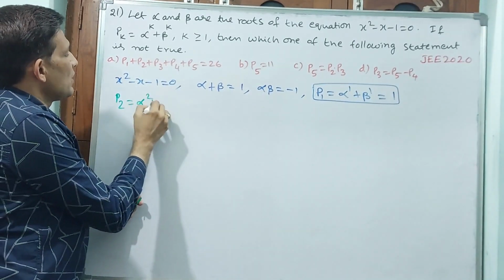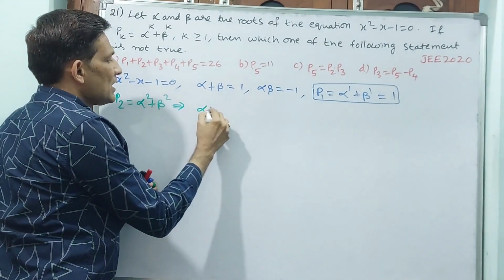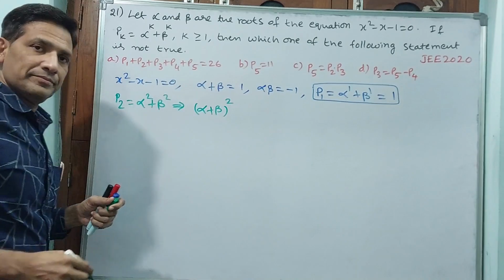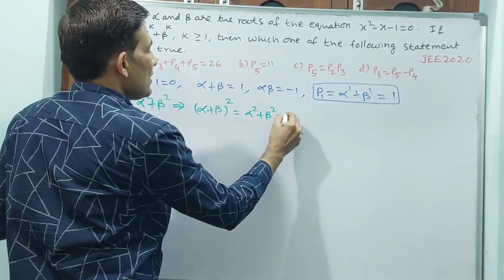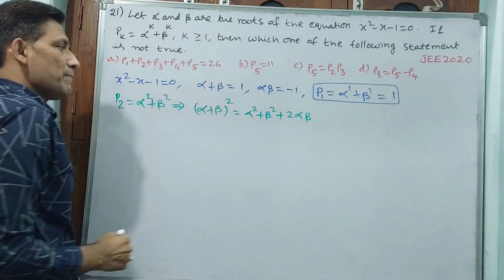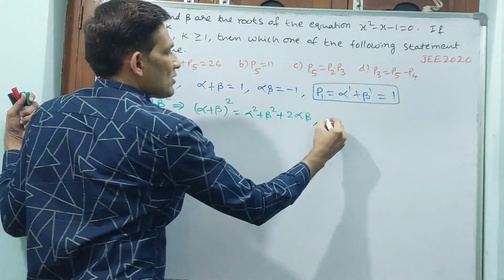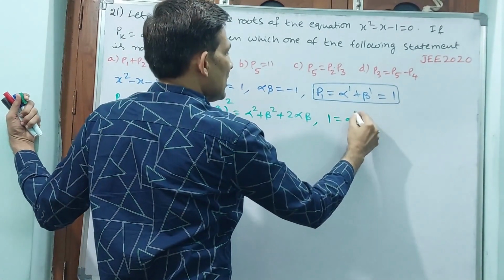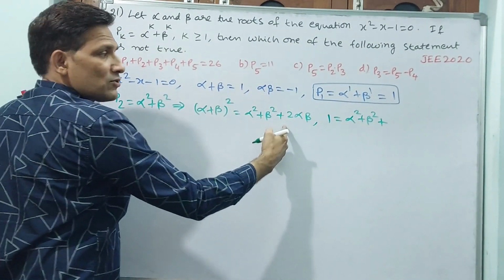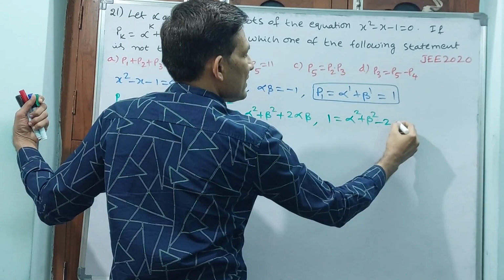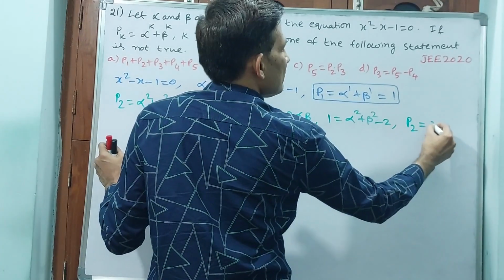p2 is equal to alpha square plus beta square. Implies, I am keeping this because directly you are unable to find. What I am doing: alpha plus beta whole square is equal to alpha square plus beta square plus 2 alpha beta. Alpha plus beta is 1, 1 square is also 1. 1 is equal to alpha square plus beta square plus 2 into alpha beta, and alpha beta is minus 1, so minus 2. Minus 2 goes this side, 3. That means, shall I write directly p2 is equal to 3?